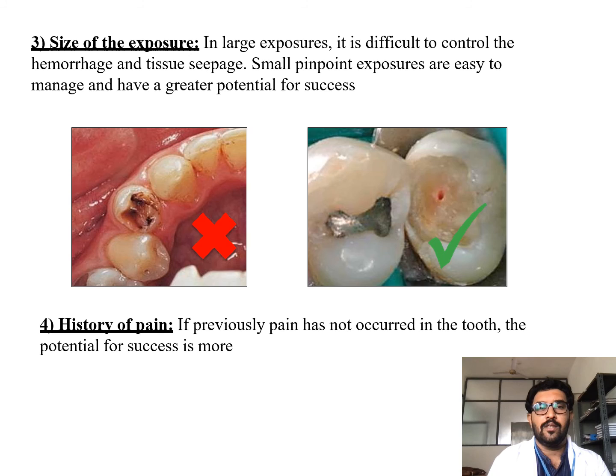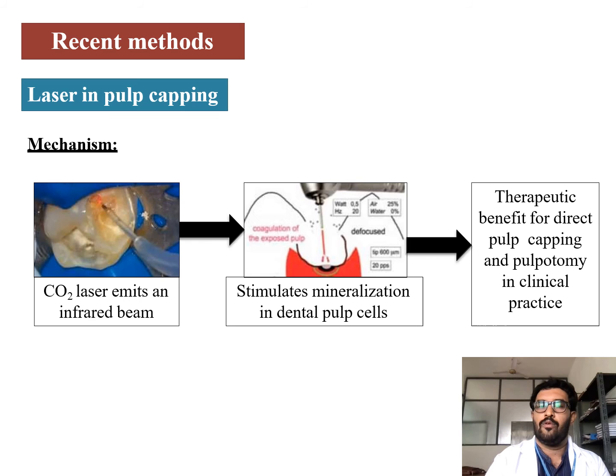Size of the exposure. In large exposures, it is difficult to control the hemorrhage and tissue seepage. Small pinpoint exposures are easy to manage and have a greater potential for success. Larger ones, we can't do it. History of pain. If pain has not previously occurred in the tooth, the potential for success is more.